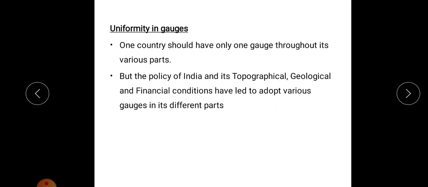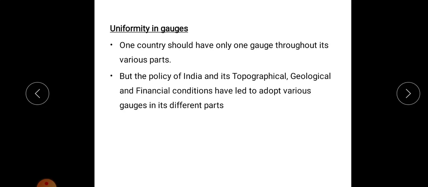Next is the uniformity of gauge. Uniformity of gauge means one country should have only one gauge throughout its various parts. That is, in India, the gauge distance should be the same in all railway tracks. But India's policy and its topographical, geological and financial conditions have led to the adoption of various gauges in its different parts. Even though we would like the same type of gauge in every part, we cannot do that, because since there is variation of topography, geology and financial conditions, we have to adopt different types of gauges. In that situation we provide non-uniformity of gauges.